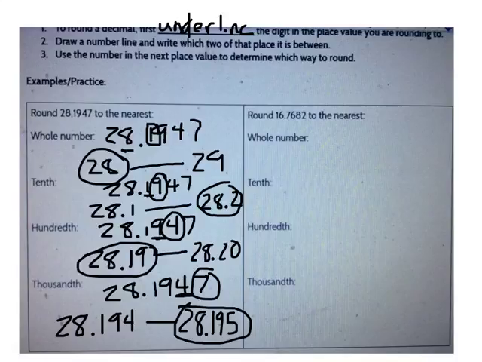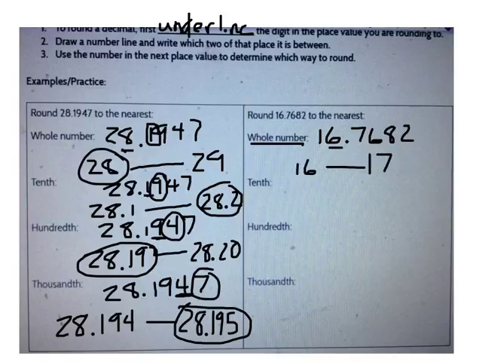Now you try a few. Round 16 and 7,682 ten-thousandths to the nearest whole number. Go ahead and do that now. Let's see how you did. 6 is in the ones place, so I know that this is between 16 and 17. The 7 tells me it's closer to 17.